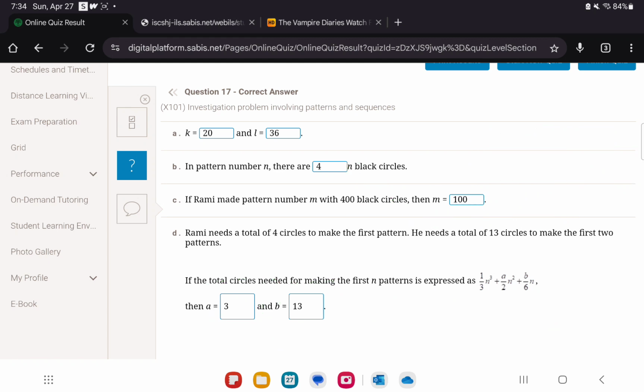That's the answer. This took way too long. I'm sorry if I skipped any part because I didn't realize when my video stopped. So hopefully it's working now. And that's how you solve the math AMS quiz.